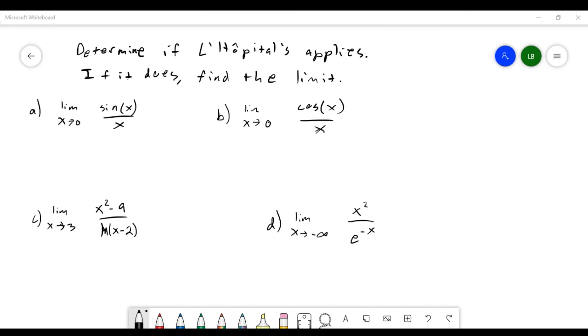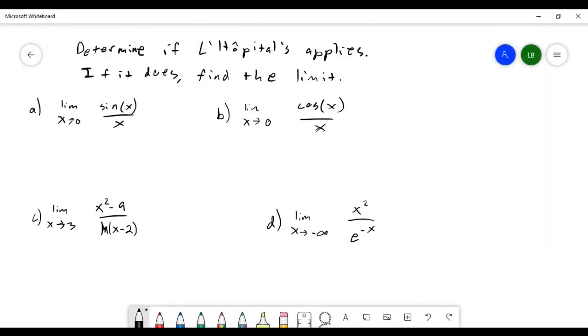All right, let's go ahead and go over these problems because we're almost out of time. In this case, part A, if we plugged in 0, we would get 0 over 0 because that's an indeterminate form. L'Hopital's rule does apply. So we can say that it's equal to the limit as x goes to 0 of the derivative of sine x, so cosine x, over the derivative of x, which is 1. Now when we plug in 0, cosine of 0 is 1 over 1, so our answer is 1.